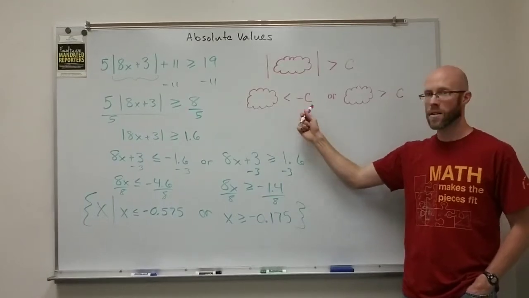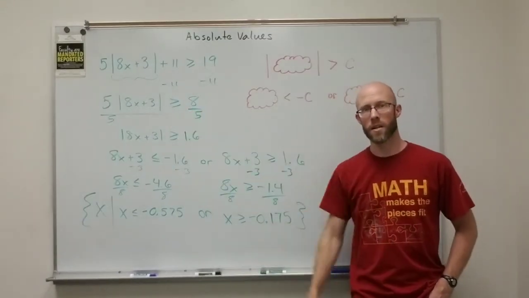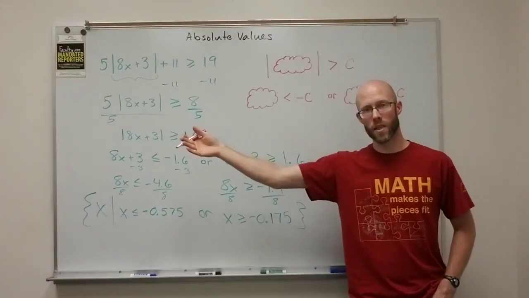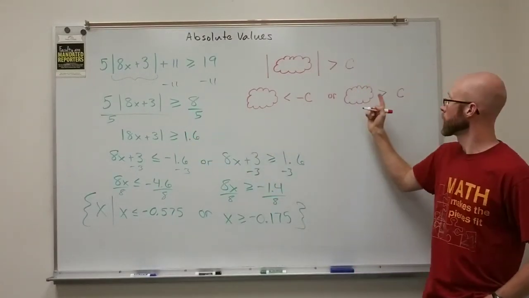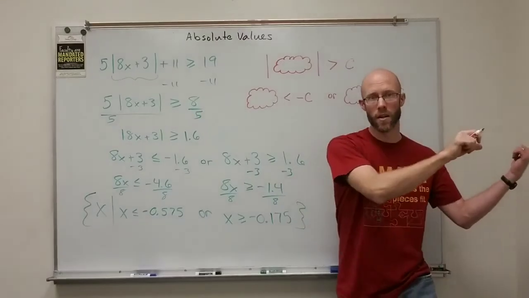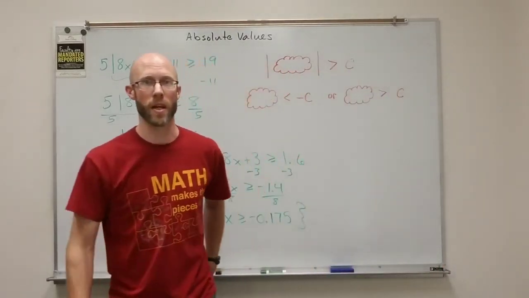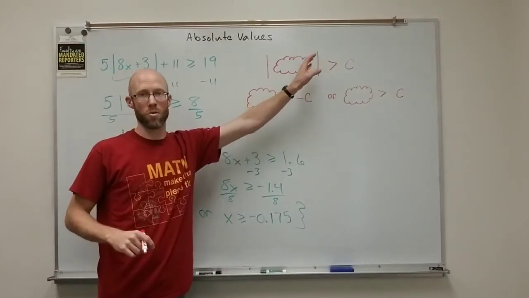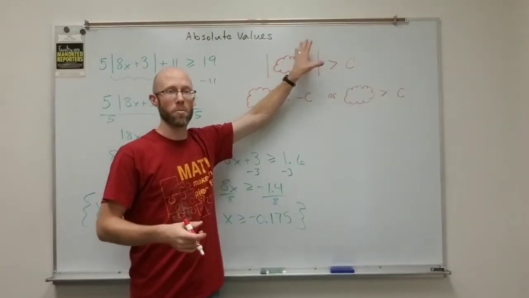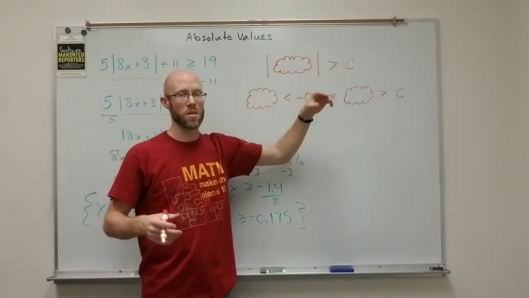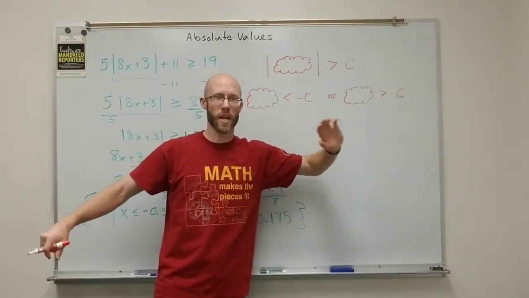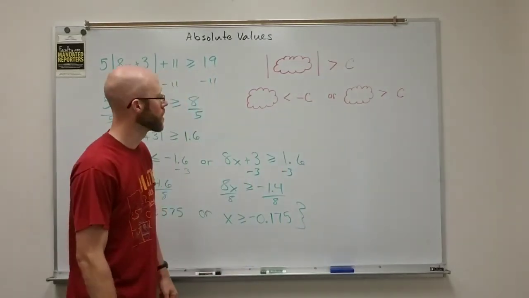So less than the negative gives you everything on the left end, greater than the positive gives you everything on the right end of the number line. Okay, and those are the 2 ends that we're looking for when we're dealing with the greater than, because you're looking for, once again, all numbers whose distance from 0 is greater than that c. So you're looking at stuff on the ends, the negative end, the positive end, okay?